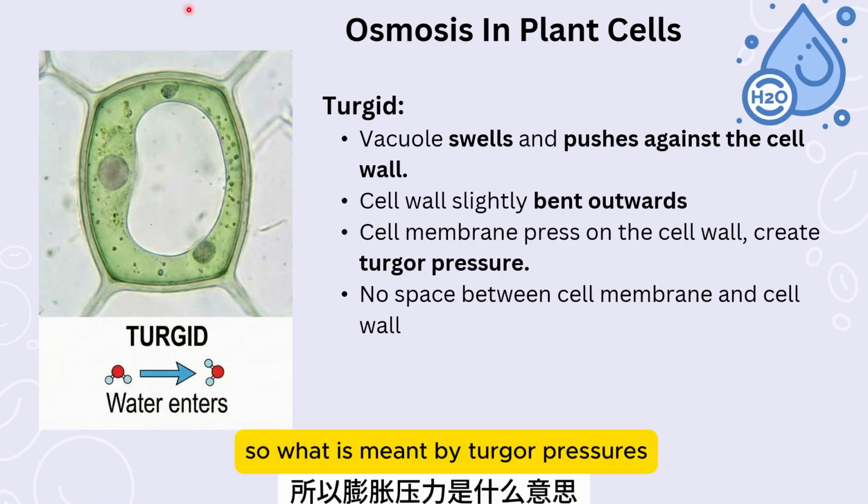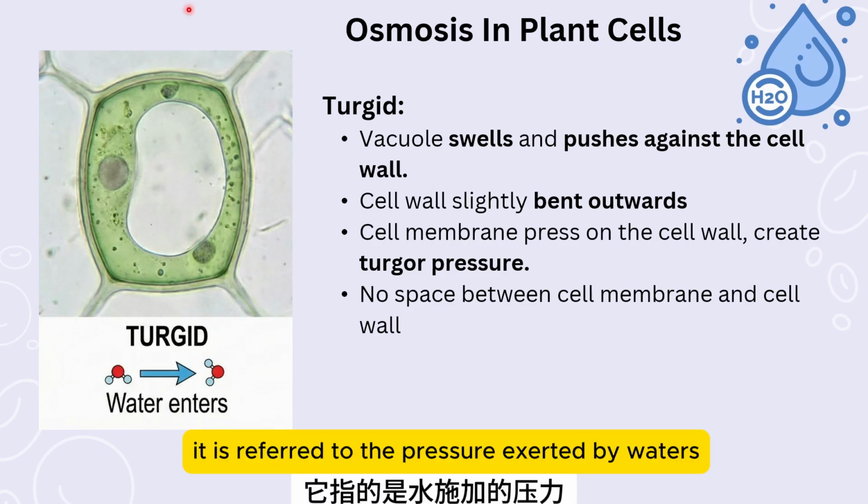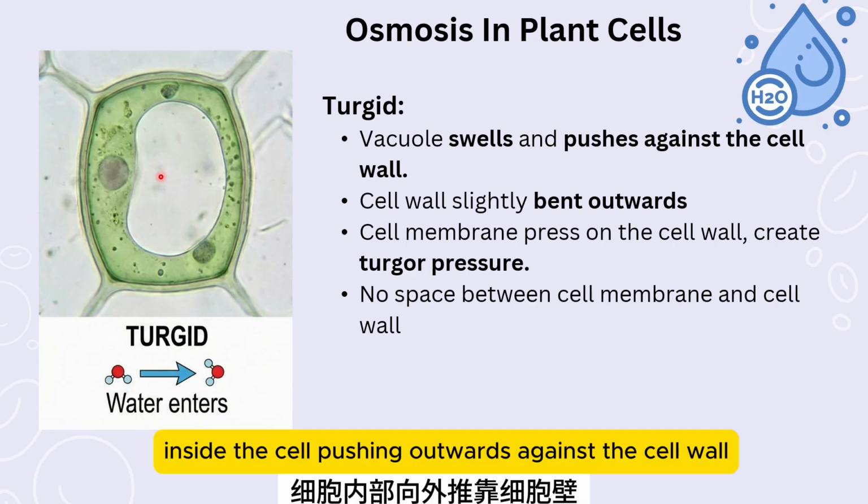So what is meant by turgor pressure? It refers to the pressure exerted by water inside the cell, pushing outwards against the cell wall.